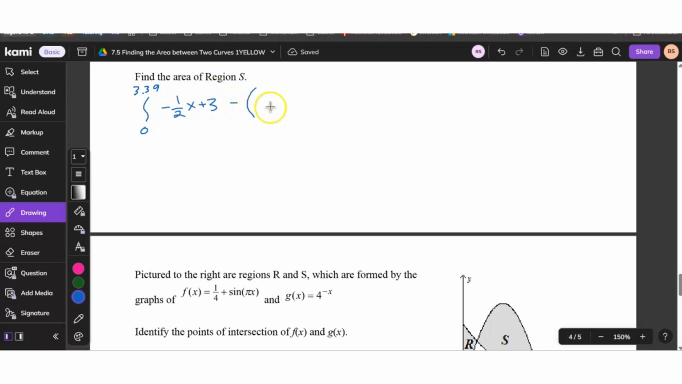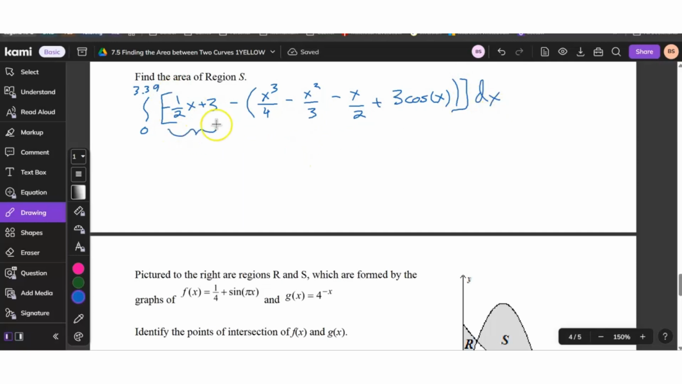minus the whole other function, which was x cubed over 4, x squared over 2, x over, no, it was x squared over 3, I think, wasn't it? Yes. Yeah. Minus x over 2 plus. All right, and then I need a big set around everything here that is dx.